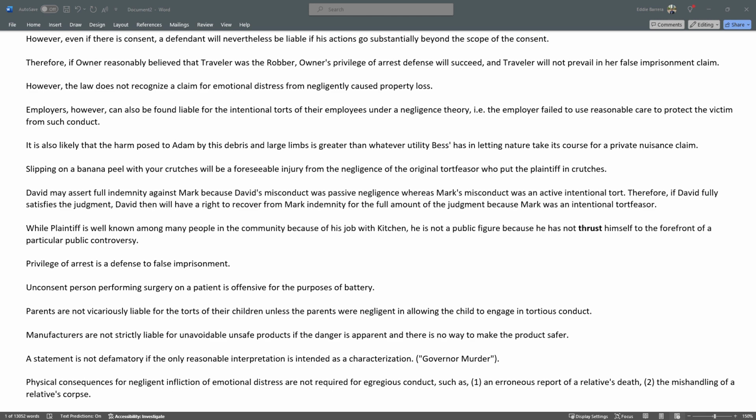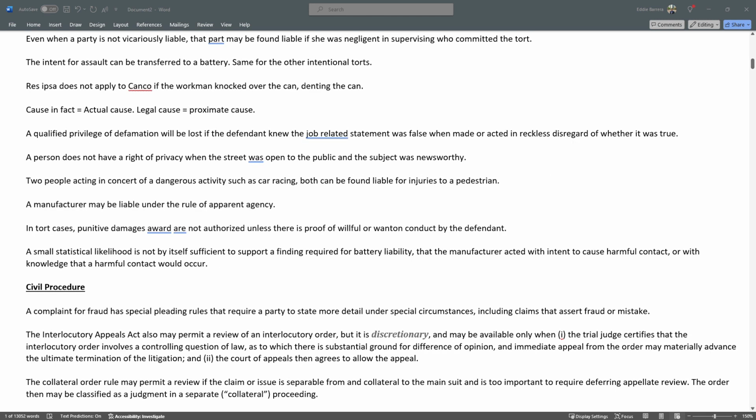Physical consequences for negligent infliction of emotional distress are not required for egregious conduct, such as 1. An erroneous report of a relative's death, 2. The mishandling of a relative's corpse. Even when a party is not vicariously liable, that party may be found liable if she was negligent in supervising who committed the tort. The intent for assault can be transferred to a battery. Same for the other intentional torts.